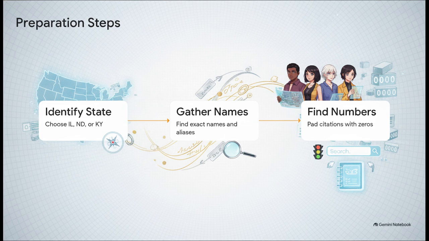Court systems are incredibly literal, you guys. So if a person used a middle initial, a maiden name, a nickname, you're going to want all of those written down. Step 3 is finding any known case or citation numbers.